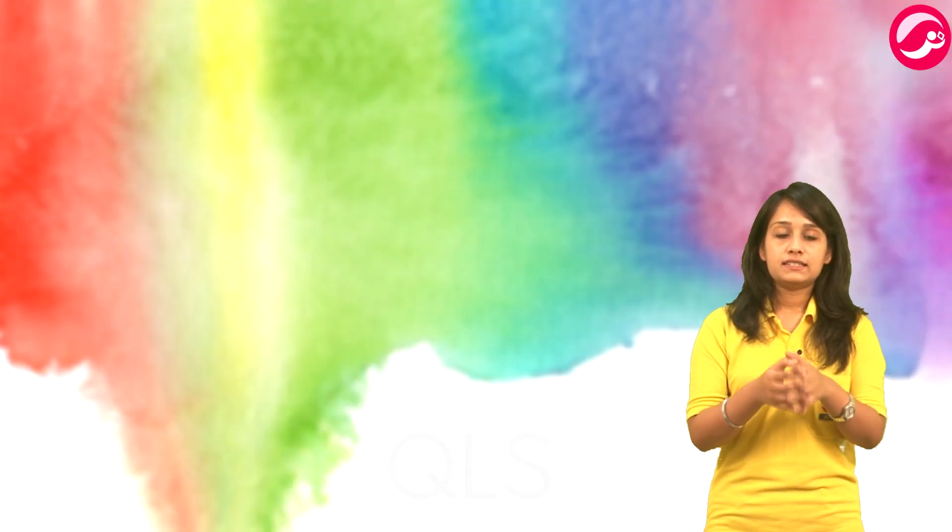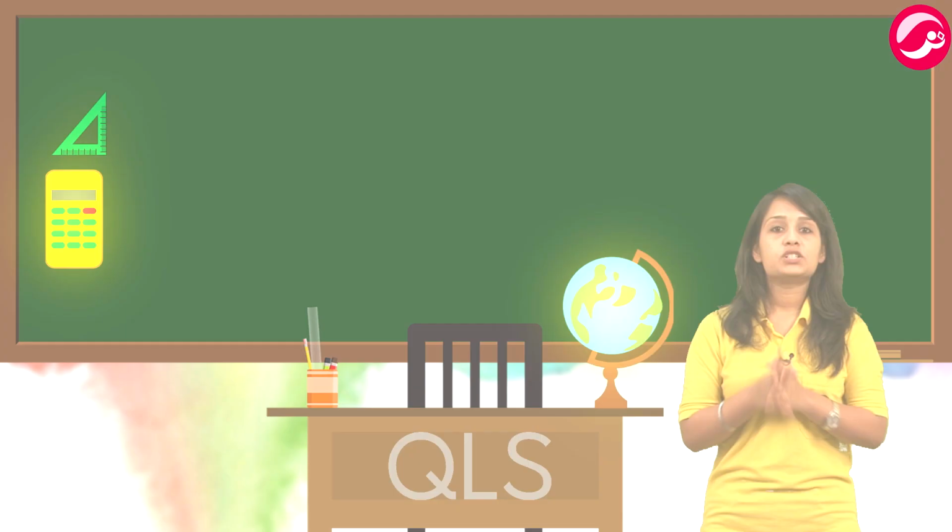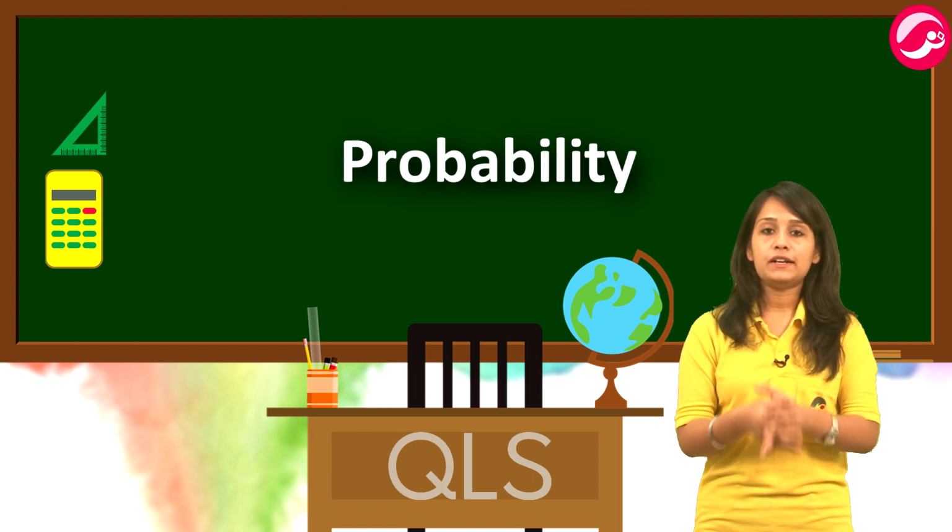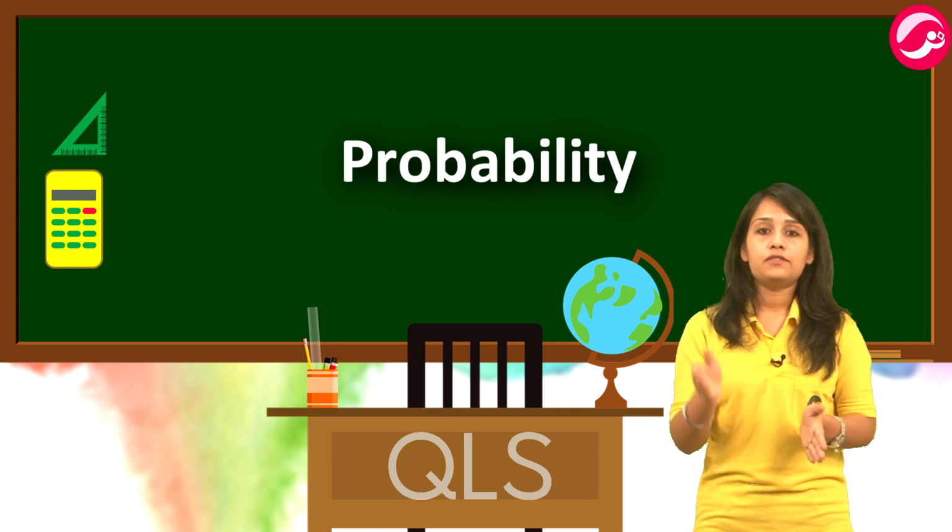So friends, this is it for the problem solving part. So friends, this is it for this session. We solved some problems based on theoretical probability of an event and revised all that we learnt in this chapter.